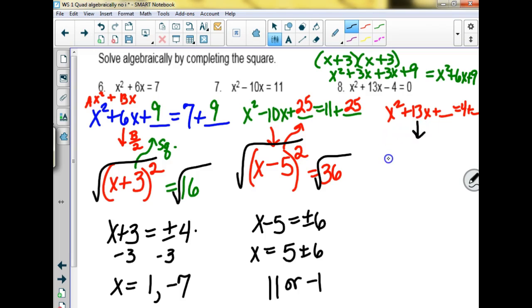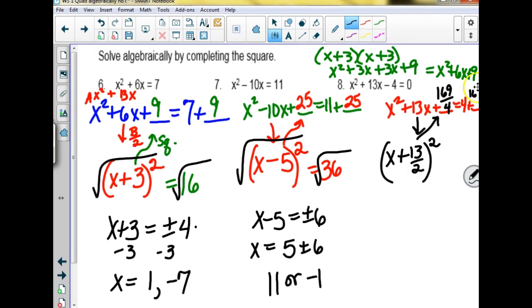Half of this is just going to be what? 13 over 2. When we square it, you just square the top and the bottom. So you get what? I know what 13 squared is? Over 2 squared, which is 4. Okay, this is ridiculously scrunched in here. Oh, did I almost squeeze it in there? 169 over 4 added to 4.